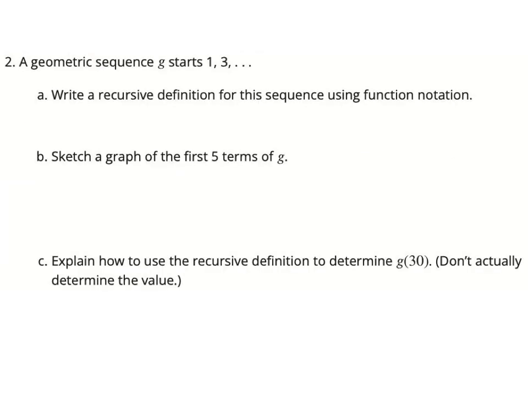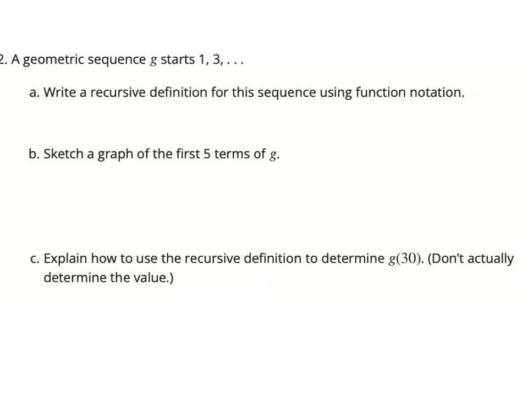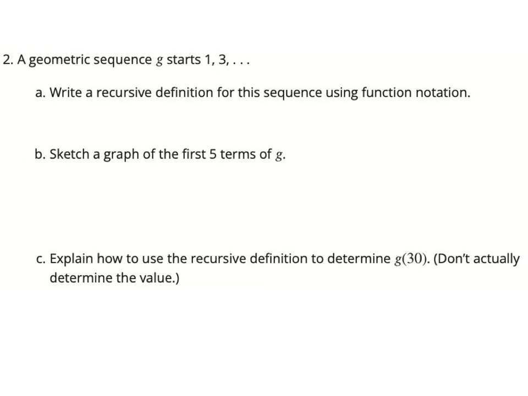A geometric sequence starts 1, 3. So geometric, when we see the word geometric, what we're going to do is underline geometric sequence and write multiply and divide. We're in Algebra 2 now. We do not use an X for multiplication. We use a dot. So times 3. To get from 1 to 3, you have to multiply by 3.